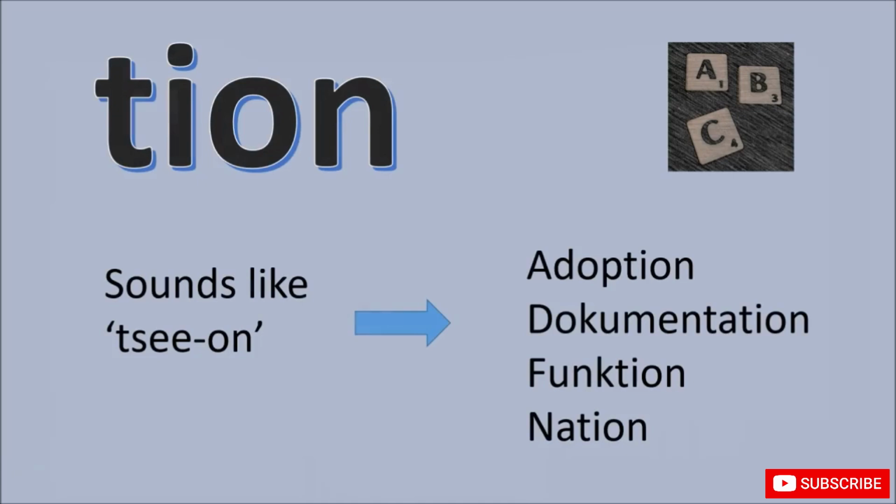T-I-O-N. A lot of words end in T-I-O-N, and that's pronounced like Zion. So it's almost like a T-S or T-Z even, Zion. Adoption, Dokumentation, Funktion, Nation.